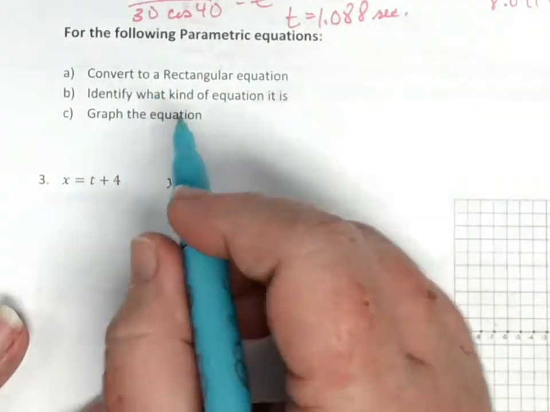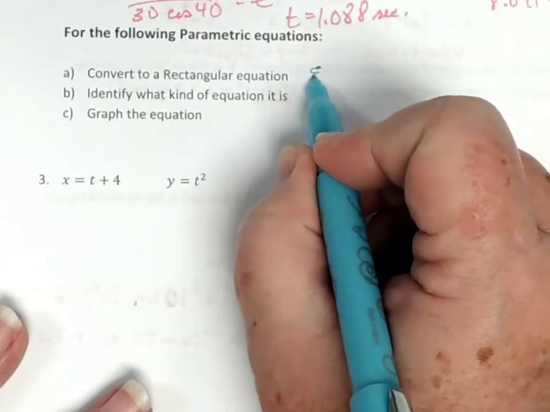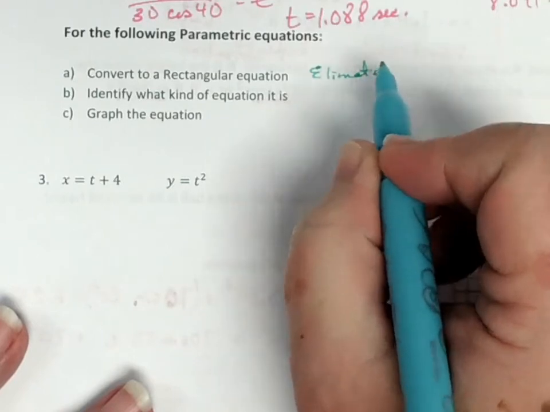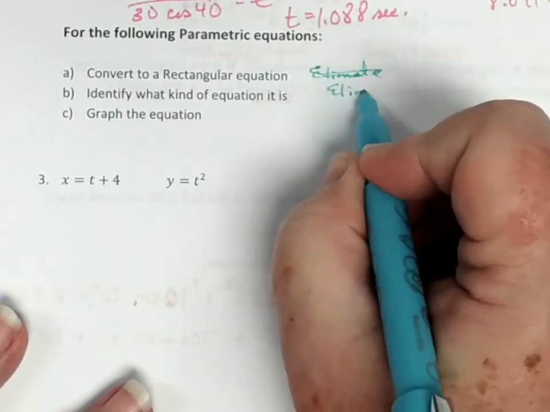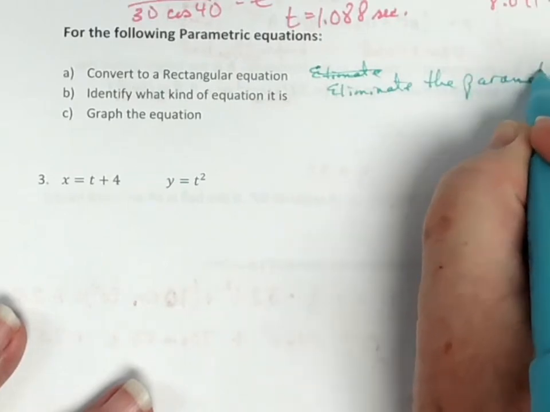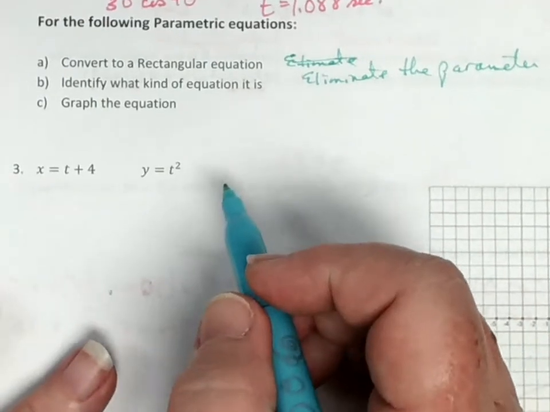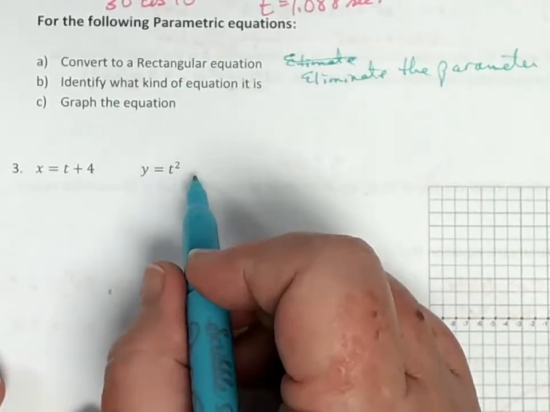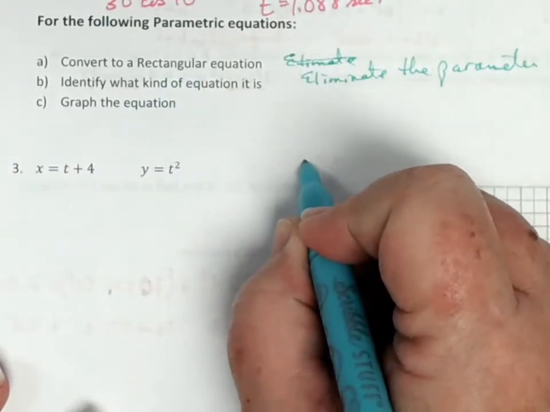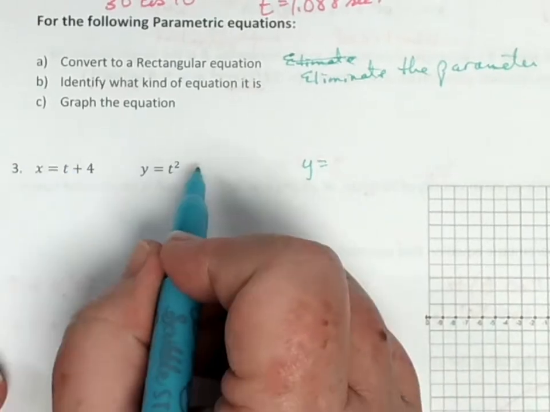If I want to convert to a rectangular equation, remember, we call that eliminate the parameter, which means that we are taking out the letter t. I want to get rid of the letter t. So in order to do that, since rectangular equations are the functions on our calculator, and our calculator is written as y equals, I'm probably going to try and isolate this t so I can plug in over here.